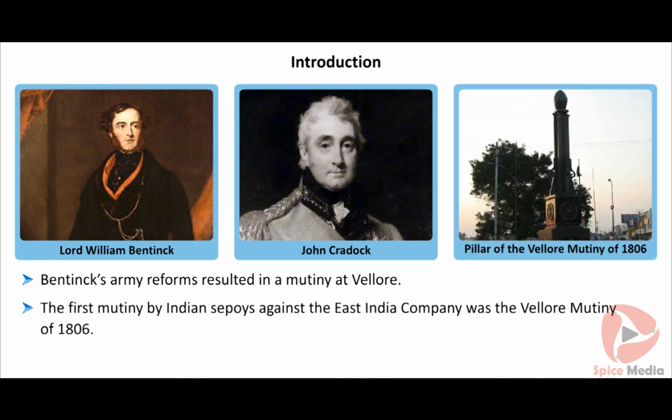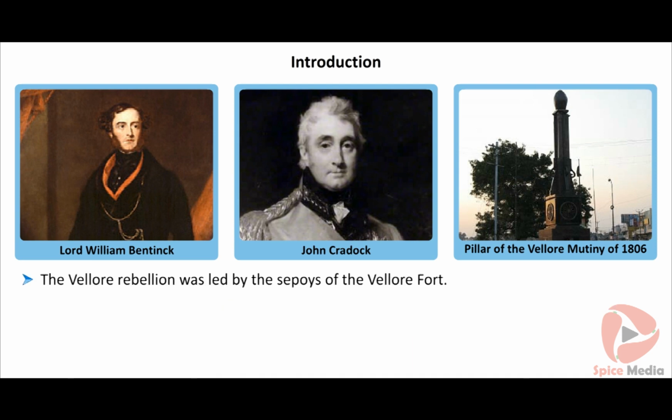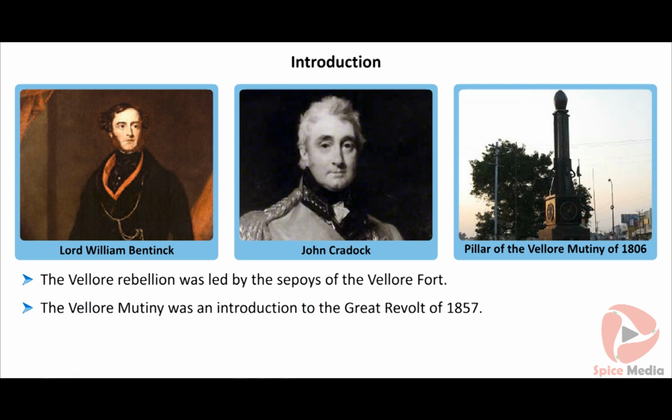The first mutiny by Indian sepoys against the East India Company was the Vellore Mutiny of 1806. It was an important event in the history of the country. In the South Indian town of Vellore, the rebellion took place. It was led by the sepoys of the Vellore fort and was known as the Vellore Mutiny. It was an introduction to the Great Revolt of 1857.